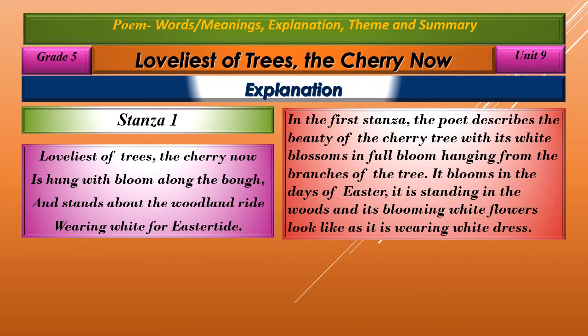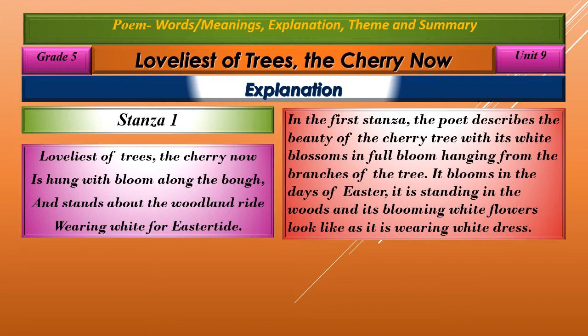Dear students, now I am going to explain the poem stanza by stanza. Stanza 1 is, loveliest of trees, the cherry now, is hung with bloom along the bough and stands about the woodland ride, wearing white for Eastertide.